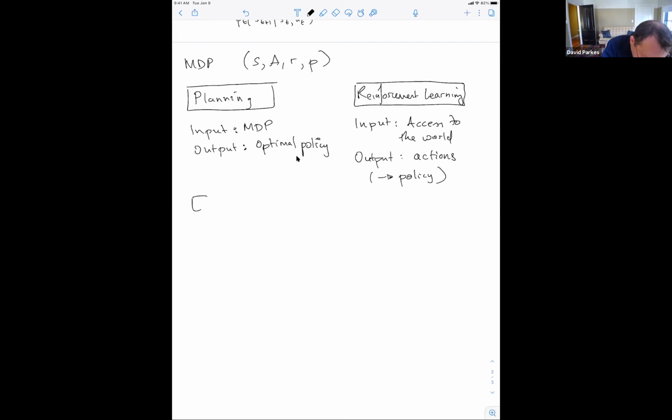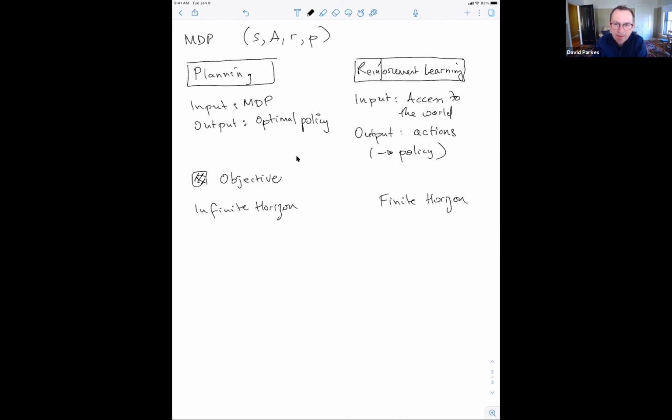Okay, now we need to be precise about what I mean by optimal policy. So let's talk about the objective. There are two variations on this. One is an infinite horizon problem, and one is a finite horizon problem. Infinite horizon is you are living forever. Finite horizon is you are not. If you think about it for the robot, infinite horizon is somehow it's a rechargeable robot that's able to recharge itself. If it's a finite horizon problem, the robot only has so much power and at some point will no longer be able to move.